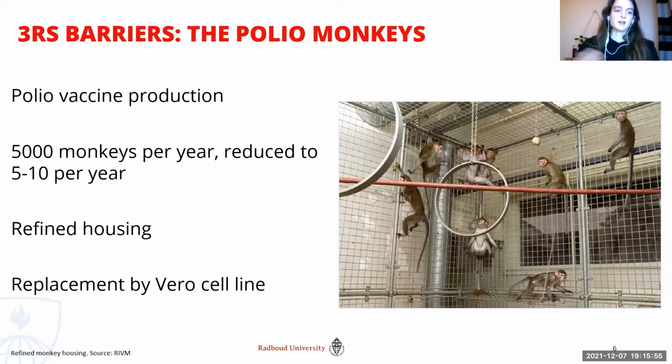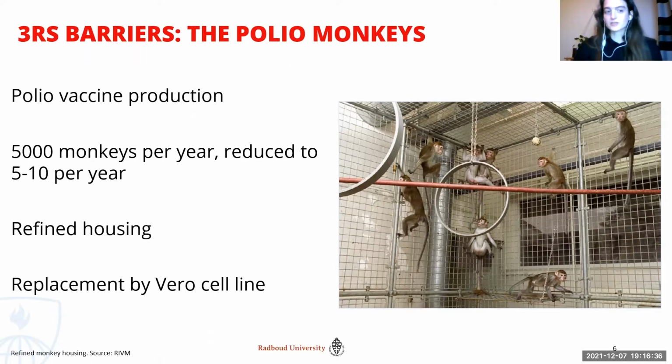So it went from 5,000 and then to 500 to 50, and in the end, about 5 to 10 monkeys per year. And that also gave them the opportunity to breed the monkeys at their own premises. And they did this in groups, in harem groups. And you can see an example in the picture. And they used social housing and refined housing. And then in the end, the monkeys were replaced by a continuous cell line. But that did not happen until the beginning of this century.